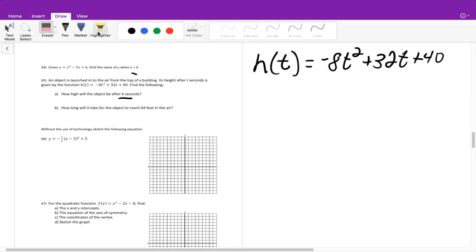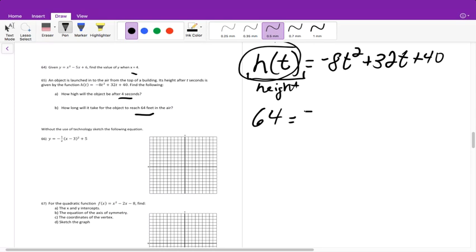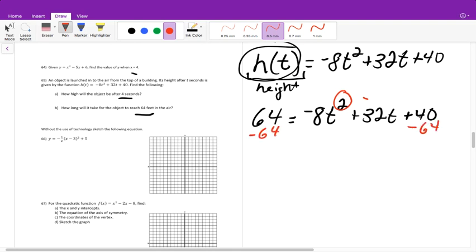Then the next one says, how long will it take for the object to reach 64 feet in the air? This h of t represents our height after a given time. So that means we are going to substitute 64 in for the entire h of t. So 64 is equal to negative 8t squared plus 32t plus 40. When we're solving a quadratic equation, which is raised to the second power, we need to set it equal to 0. So we subtract over the 64. So then negative 8t squared plus 32t minus 24 is equal to 0.